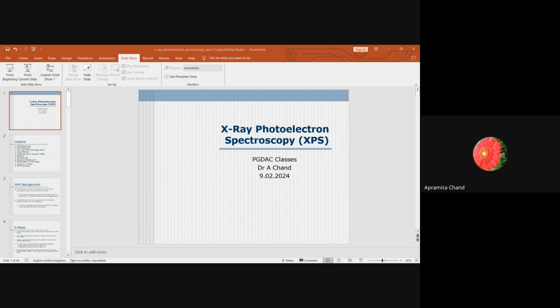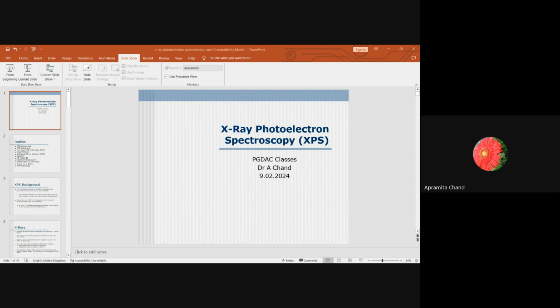Within the bulk of the sample, the mean free path of the ejected electrons is very small due to interaction with the surrounding atoms. But the electrons which are expelled from atoms in the sample's top 5 nanometer layer have a high chance of leaving without further interaction.